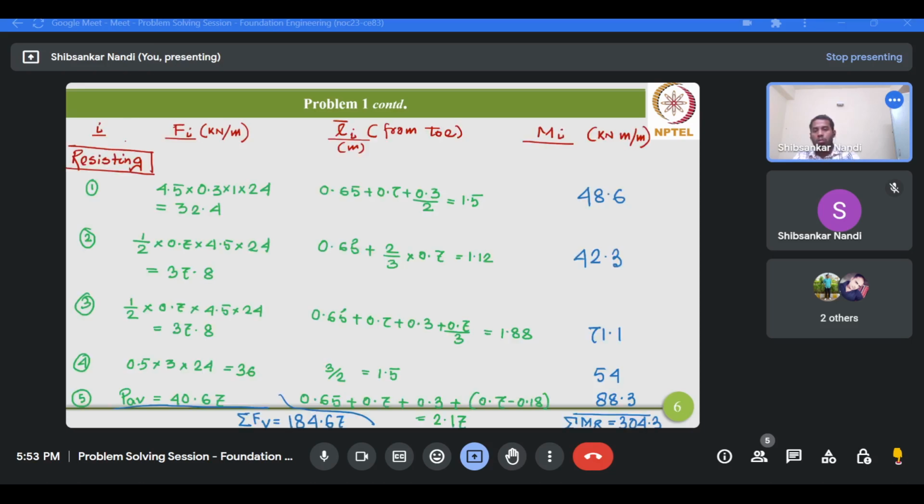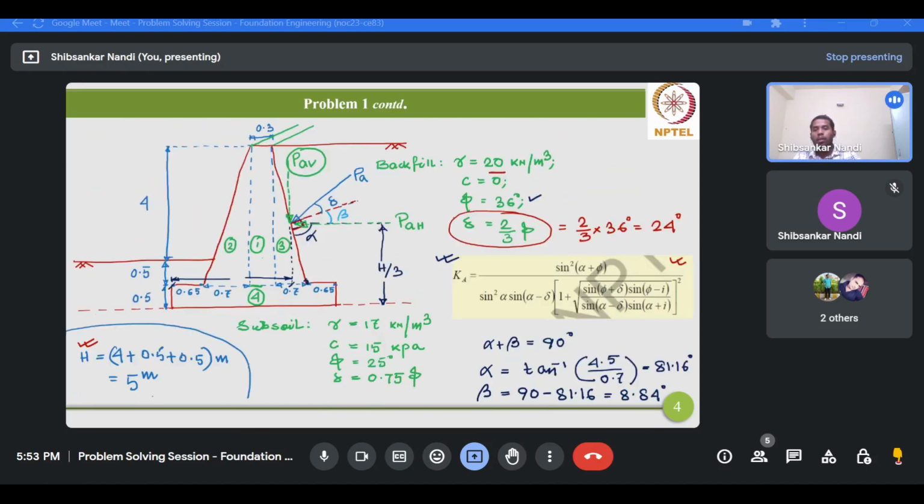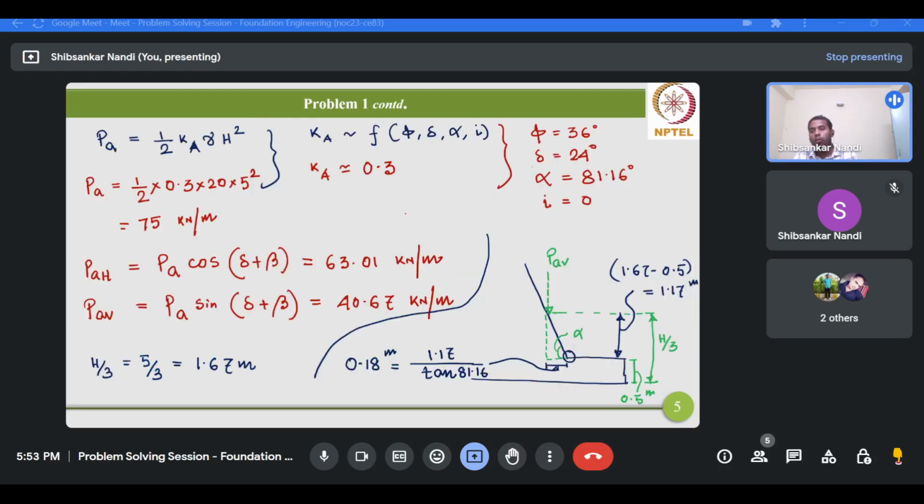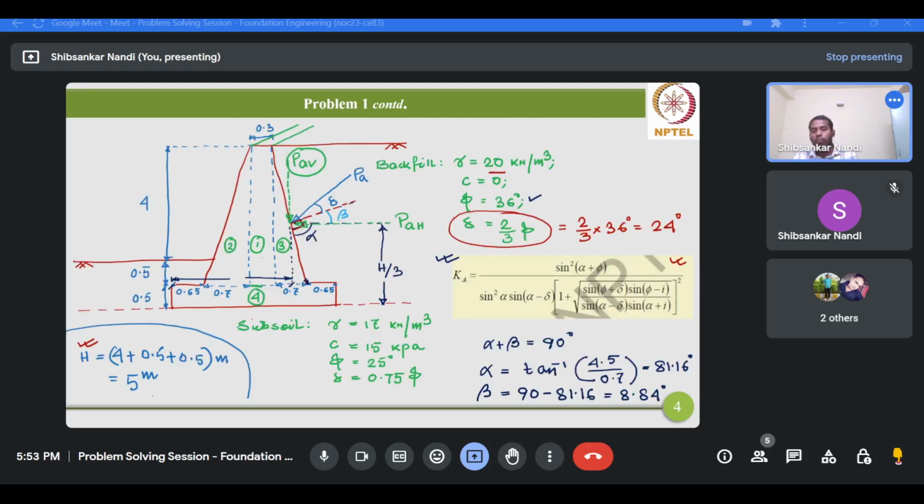Now, what is the overturning component here? So only the PA, the horizontal component of this PA. So it will basically try to overturn this retaining wall about the toe. Now the horizontal component of this PA we know, so that is basically 63.01 kilonewton per meter. Now what is the lever arm of this PA? So the lever arm of this PAH is basically H by 3.